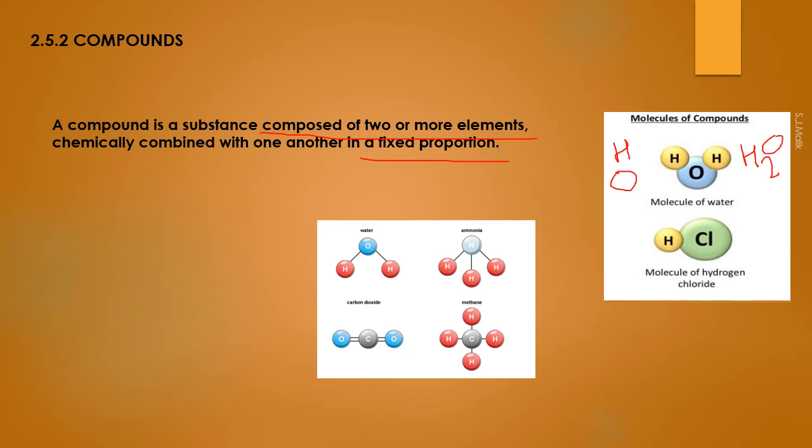Here I have used one word, fixed proportion. It means anywhere you go, if you are studying the compound H2O, the formula will be the same, H2O. It is never going to change. The proportion of hydrogen and oxygen is always the same in compound water. Another example is HCl. You can see the molecule of HCl, atom of hydrogen and atom of chlorine.